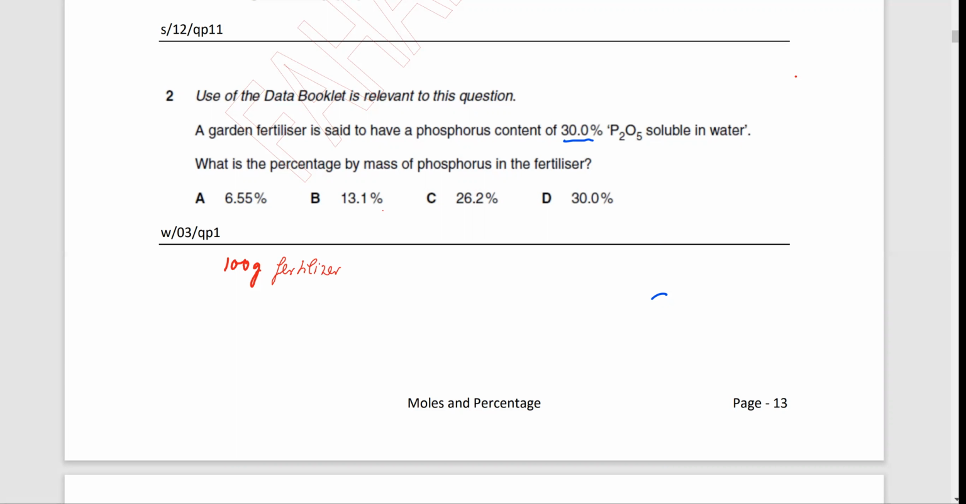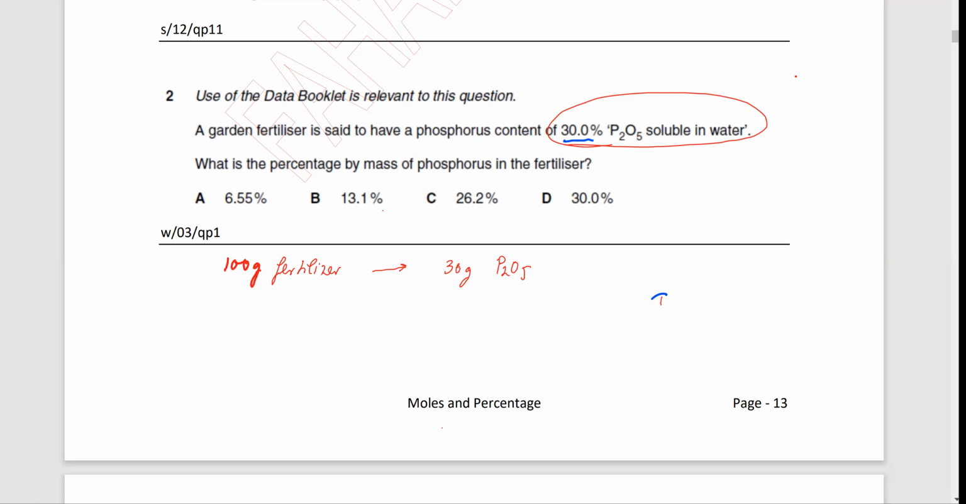तो उसके अंदर P2O5 कितना है? The amount of P2O5 would be 30 grams. अगर 30%, so that means this fertilizer has 30 grams P2O5. The thing that you have to figure out is okay, you found 100 gram fertilizer with this 30 grams P2O5. So in this P2O5, how much phosphorus there is? How would you figure that out?